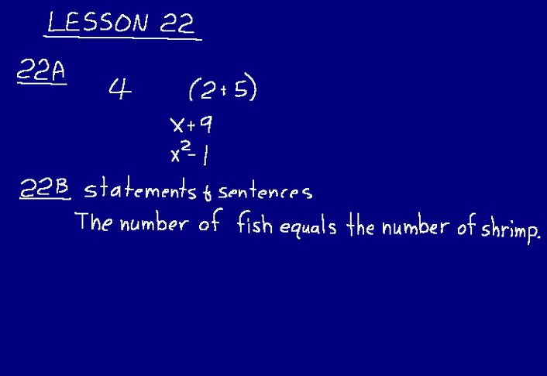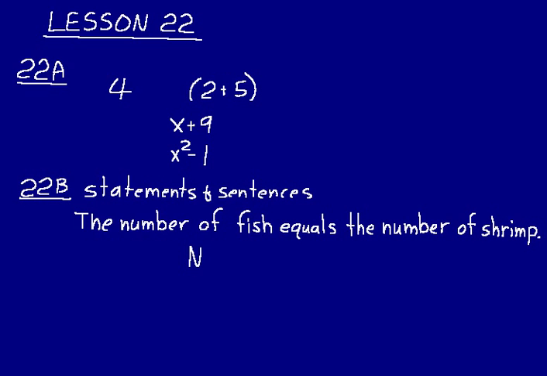For example, look at this sentence that I've just written. The number of fish equals the number of shrimp. So that's like a grammatical English sentence. Now we could write an algebraic sentence based on that grammatical English sentence. And we are talking about the number of fish equaling the number of shrimp. Now, we weren't given a certain quantity of fish or a certain quantity of shrimp, so we could use a variable there. And we could say n for number.